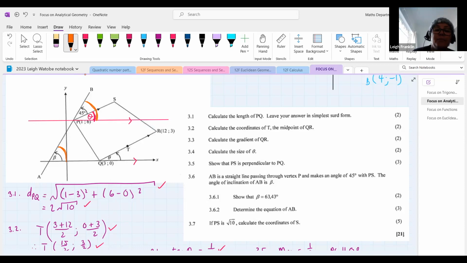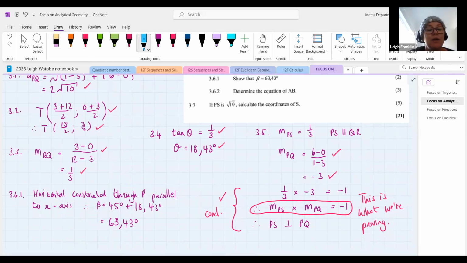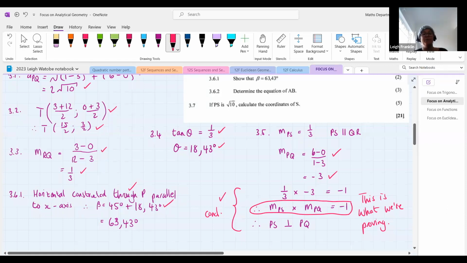Yes, sure. There you go, so I've written that. I think what would be important here is that we've said we've constructed this line through P and that we've shown that it comes from adding 45 and 18.43 together. As I say, a bit of an unusual question, but there we go.